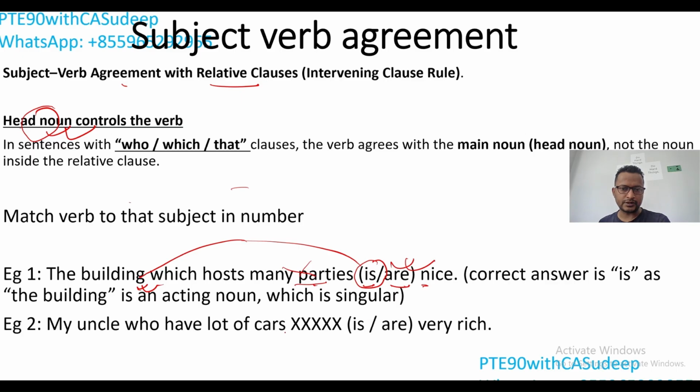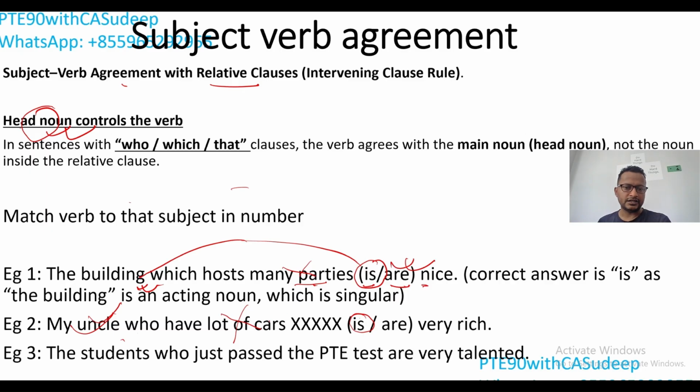What is another example? My uncle who has a lot of cars is very rich, because of is. I may have more than one uncle, but I'm talking about that uncle who has many cars. See, here cars is not the head noun. Here the head noun is uncle. See, that's why it is is.